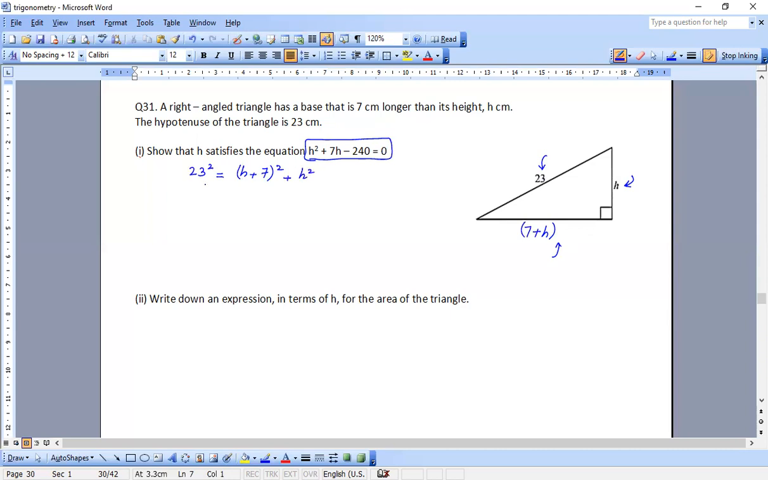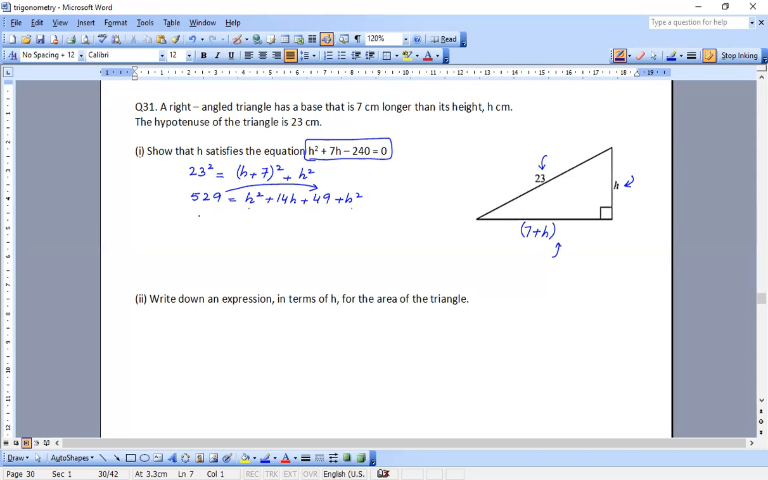So I'll take the square of 23 square. Let's say this is 529 equals, I'll expand this using the first identity. That will be h square plus 14h plus 49 plus h square. H square plus h square is 2h square, then 14h plus 49. And I'll move it to this side. I'll arrange them all.